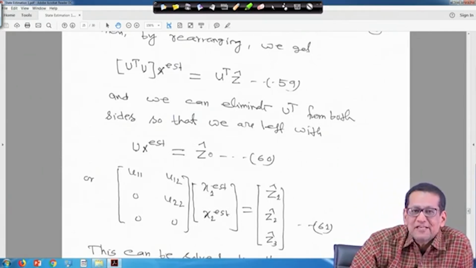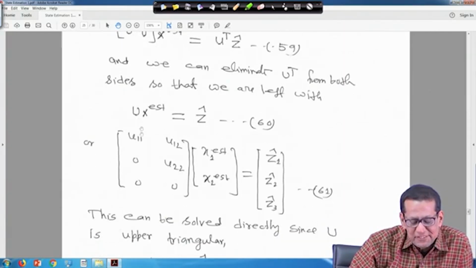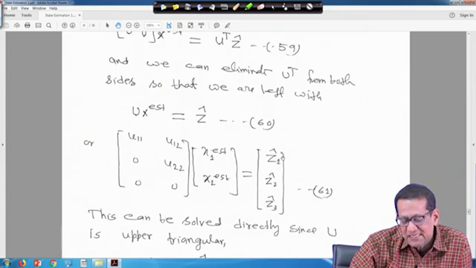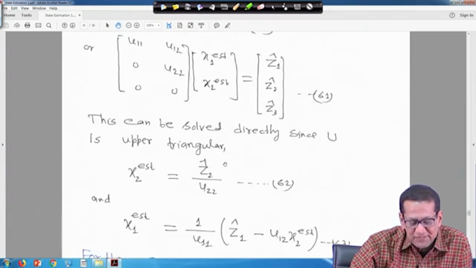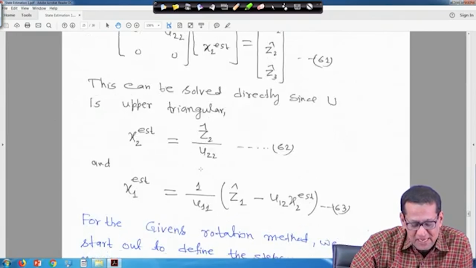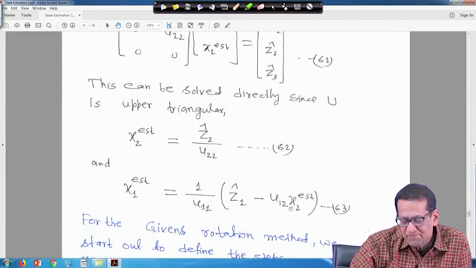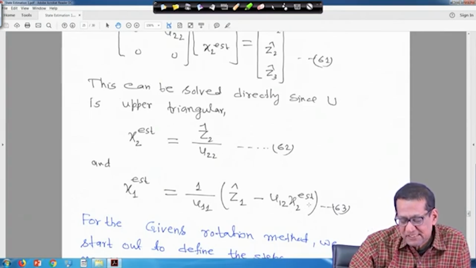The expression finally has become a simple form by orthogonal decomposition, right, where U is equal to U 1 1, U 1 2, upper triangular, 0, U 2 2, 0, 0, times x 1 estimated, x 2 estimated, equal to Z 1 cap, Z 2 cap, and Z 3 cap. So, if you solve this, then x 2 estimated is equal to Z 2 cap upon U 2 2, this is equation 62, and x 1 estimated is equal to 1 upon U 1 1 times Z 1 cap minus U 1 2 x 2 estimated, right.